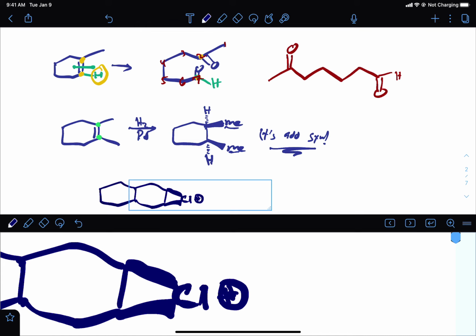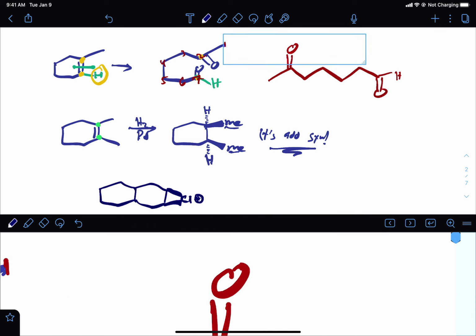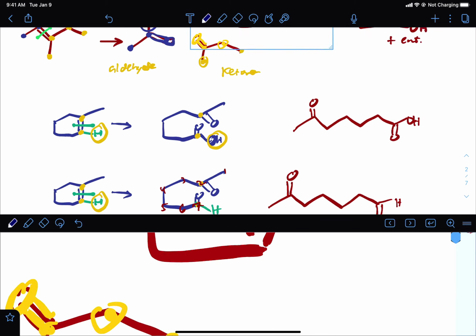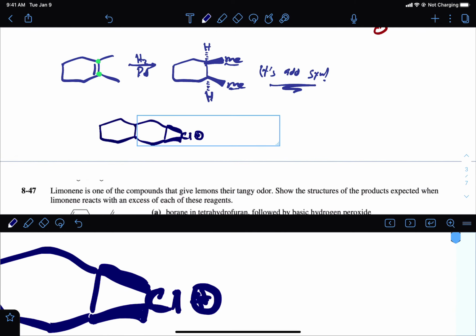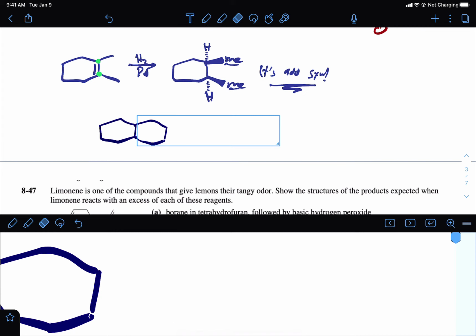But it's going to get opened by the alcohol. Did I put the double bond in the right place? I think I might not have. I didn't. I put the double bond in the wrong place. So I knew that because this is an interesting feature of this reaction.